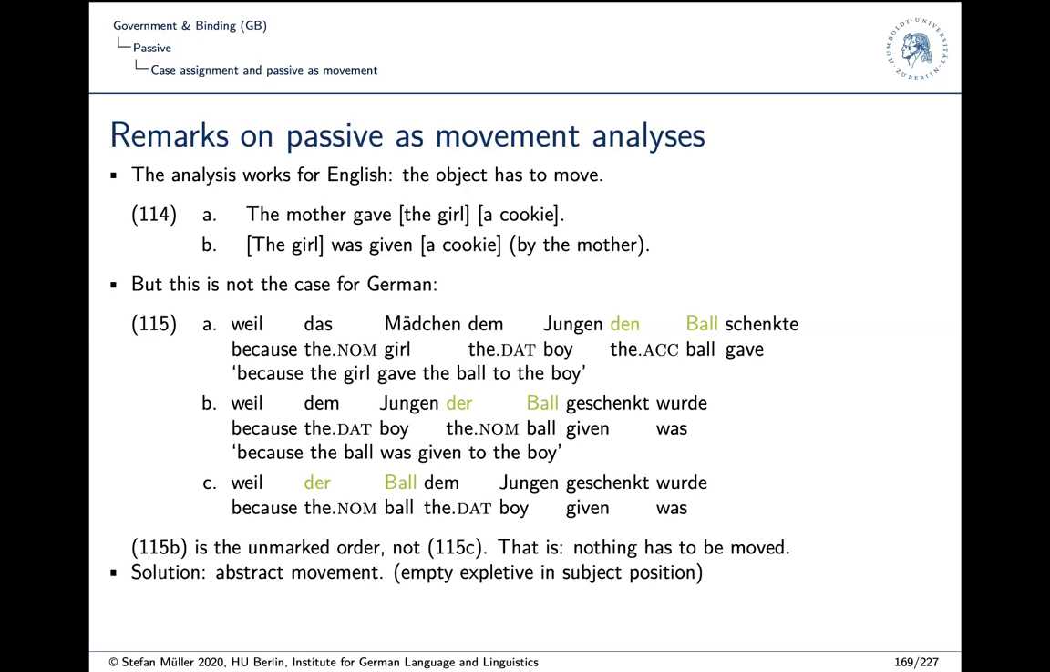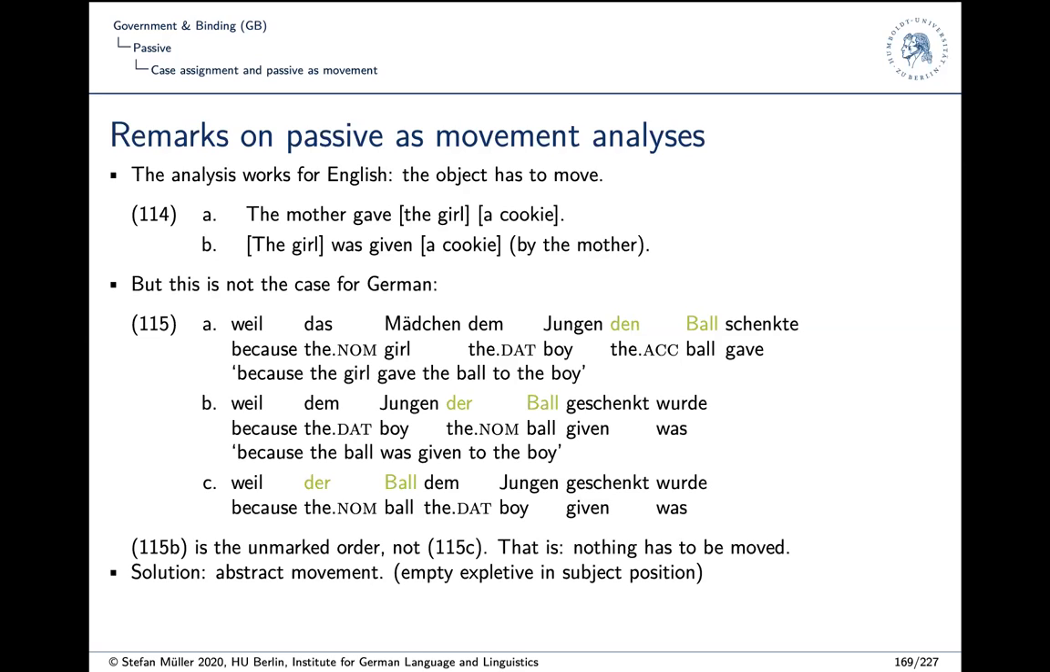And the analysis is built on a wrong assumption, that passive has something to do with movement. If you split the properties of having a subject and having the subject in a certain position from active-passive alternations, then the problem disappears, right? So you don't have to assume that movement is involved in passive.